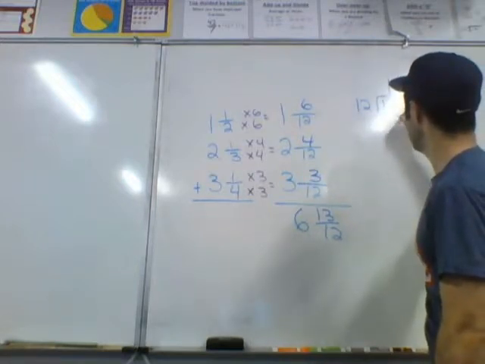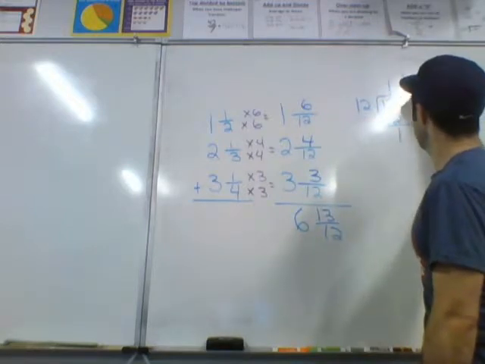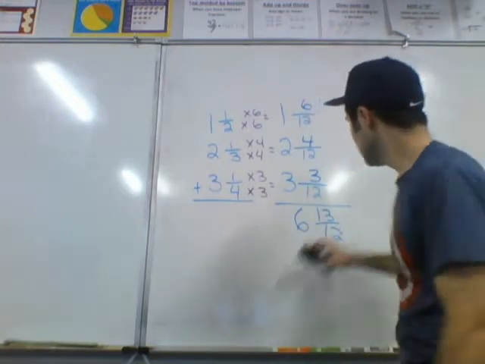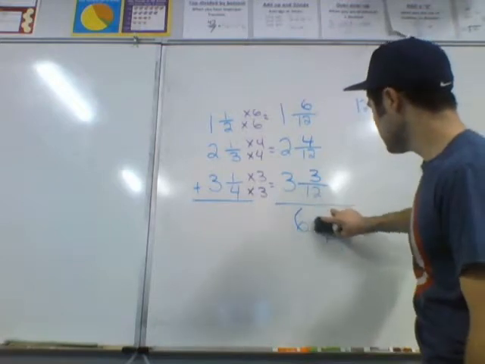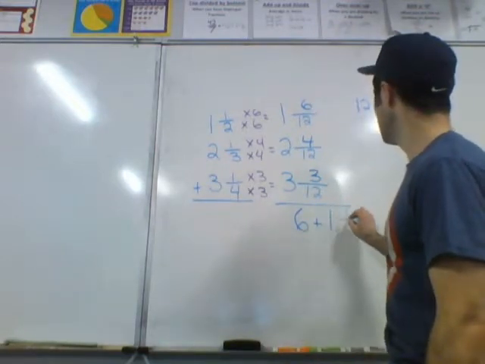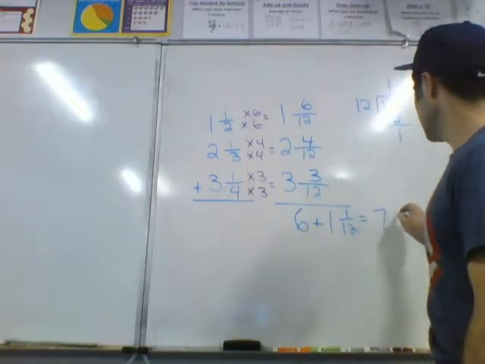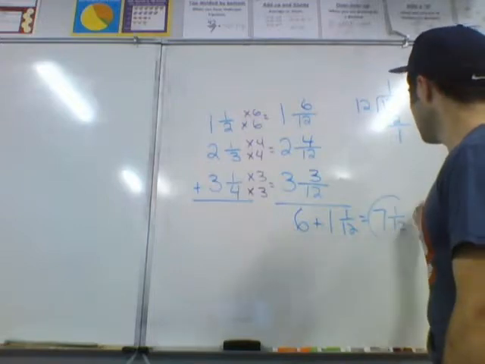1 times 12 is 12. Subtract. 13 minus 12 is 1. So you're going to have 1 and 1/12. Okay, so basically 13/12 is the same as adding 1 and 1/12. And 6 plus 1 is 7, so you're going to have 7 and 1/12. That will be your answer.